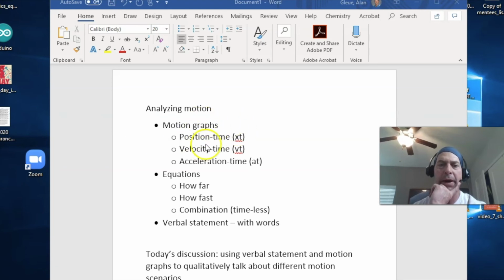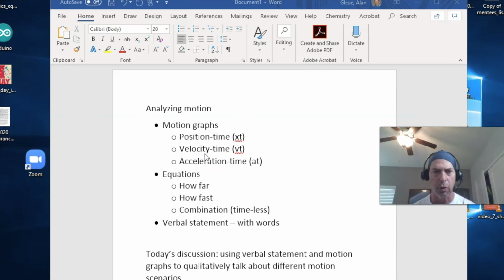So we have our motion graphs, and we said there were three types: position-time, which we can label x-t, velocity-time, and acceleration-time. These are our motion graphs. By looking at different shapes and different things about the graphs, for example slopes, tangent lines, and areas, from maybe one graph we can determine the other two. We can also determine what's happening with the object in motion.